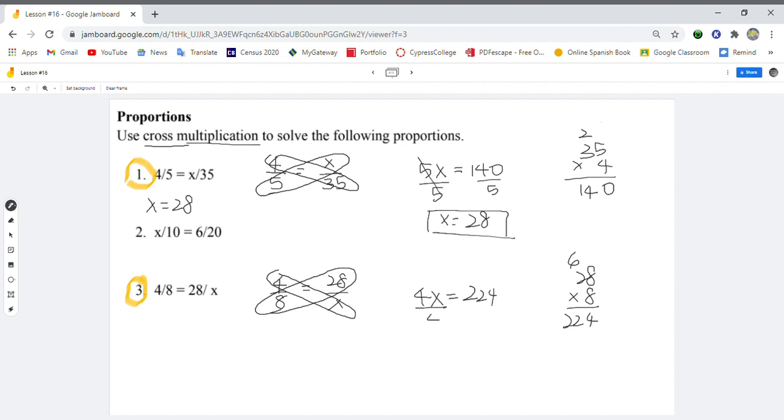And then divide both of them by 4 to end up with x on one side. And we'll end up with x equals 56. So that will be our answer to number 3. And that's just this. This has a two-step to it. First, doing cross multiplication, and then isolating x in order to find the x value.